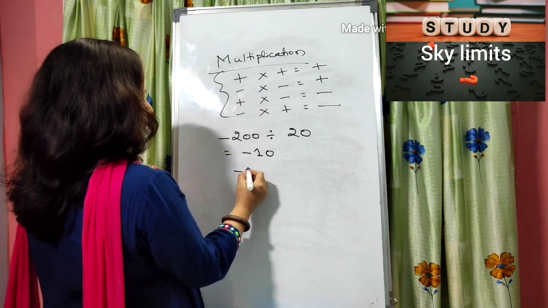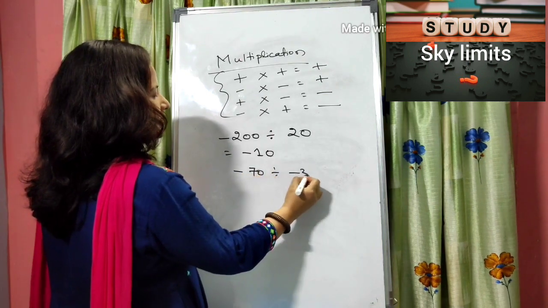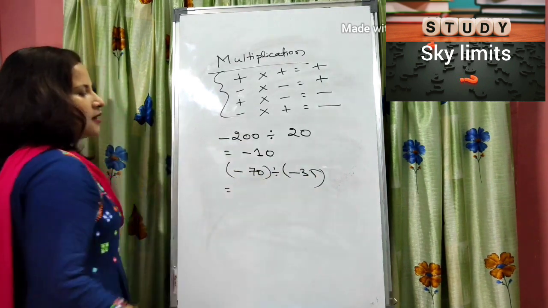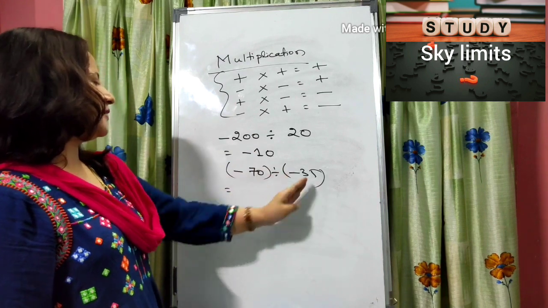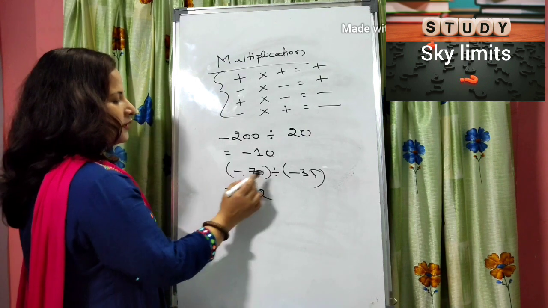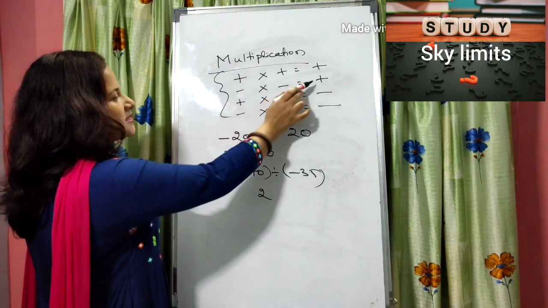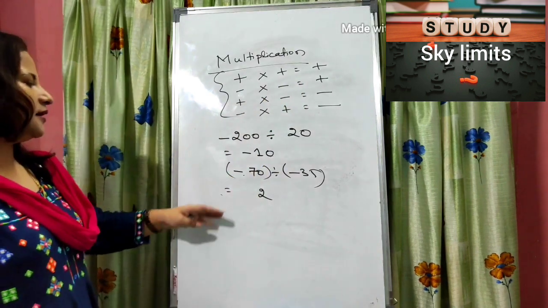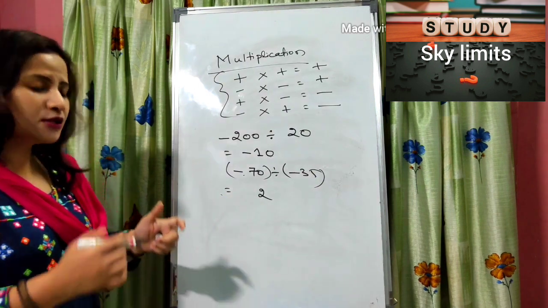Like minus 70 divided by minus 35. Okay. First, divide the numbers. Simply look at the numbers. 70 divided by 35 is 2. Both the numbers carry what sign? Minus sign. So when both the numbers carry a minus sign, the answer will always be plus. So it is not compulsory to write the plus sign. Simply you can write the answer 2.